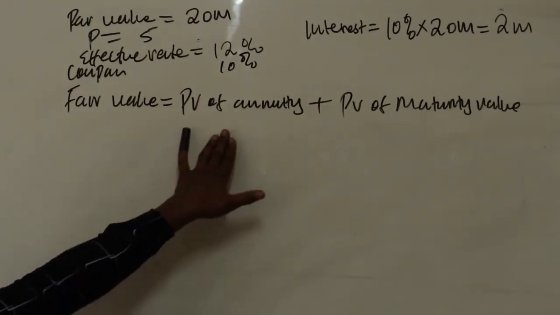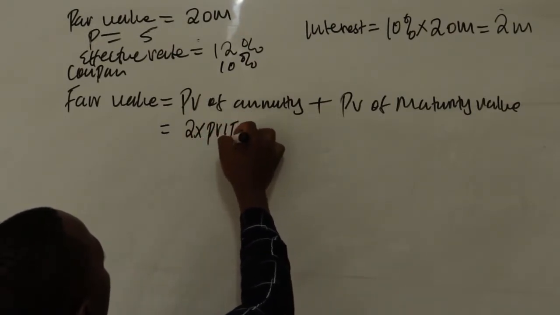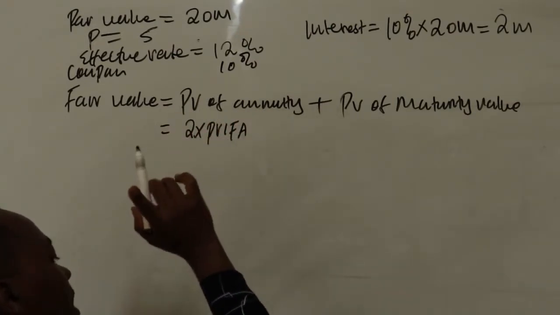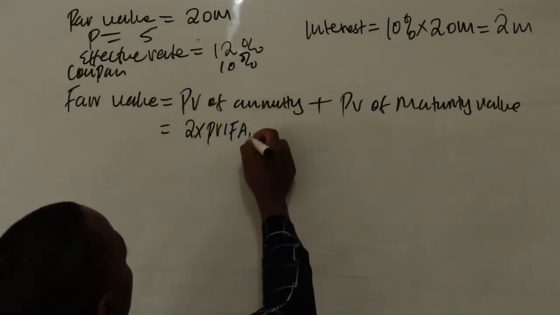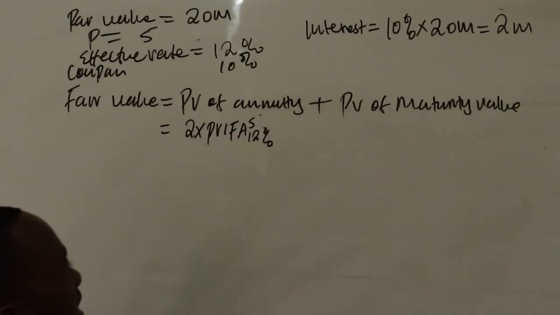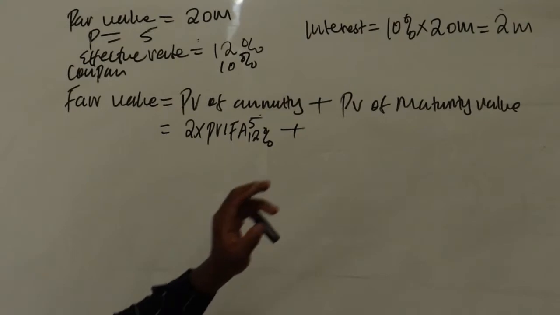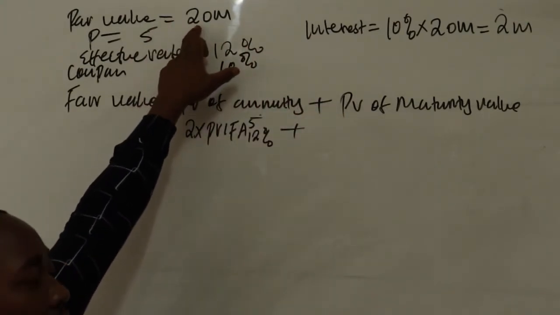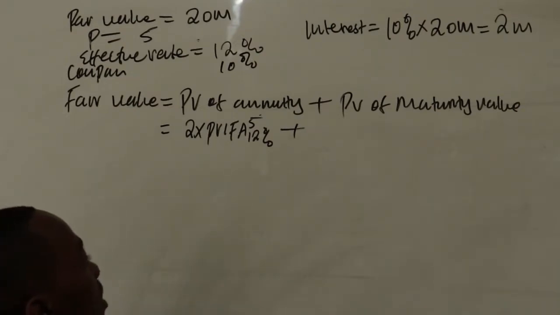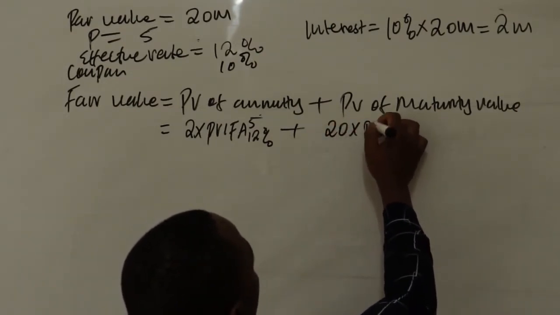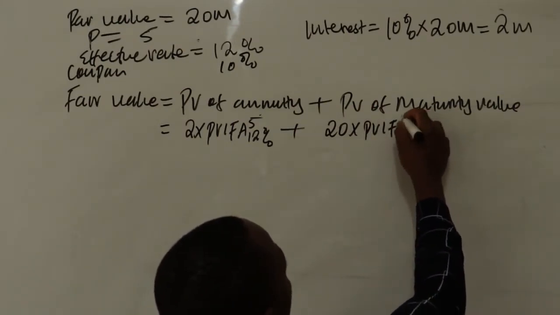So to discount that to get the present value of an annuity, you'll do this. It is 2 million times the present value interest factor of an annuity. For the cost of capital, you use the effective market rate, which is 12%, for 5 years. Plus the present value of the maturity value. Long-term debt always matures at its par value, and the par value was 20. So you expect to receive back your 20 million after 5 years. So you take 20 times the present value interest factor, it's not an annuity, 12% for 5 years.